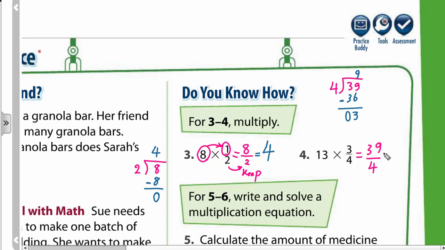Okay, now let's write the answer. What is the whole number and what is the fraction? The whole number is the quotient. The whole number is 3. No, the 3 is the remainder. I said the quotient.